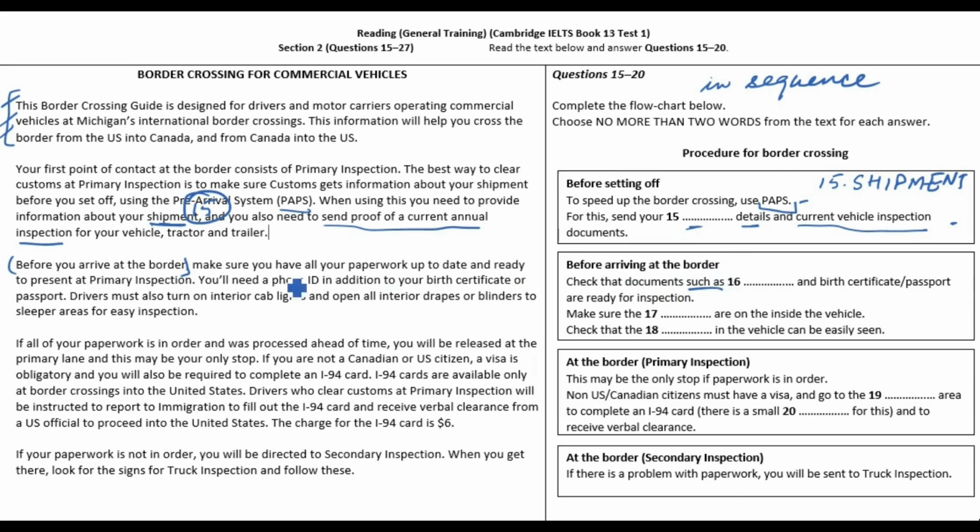Make sure you have all your paperwork. So paperwork would be documents, up to date and ready to present at the inspection. You'll need your photo ID in addition to your birth certificate or passport. The answer is photo ID right here. On to the 17th one now.